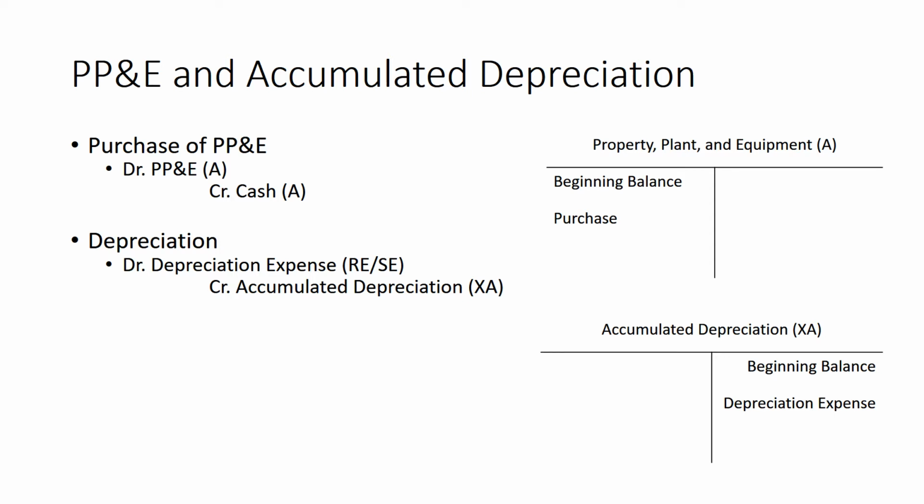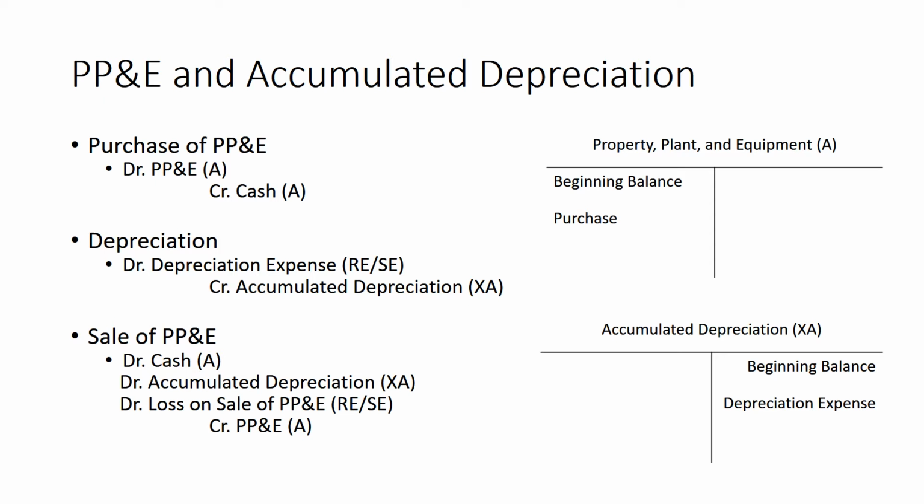asset account. When we sell PP&E, we would debit cash, debit accumulated depreciation, and credit PP&E. If there's a loss, we would debit loss on sale of PP&E. If there is a gain, then we would credit a gain on the sale of PP&E. Regardless of whether there is a loss or a gain, these three accounts will always show up: debit cash, debit accumulated depreciation, and credit PP&E.